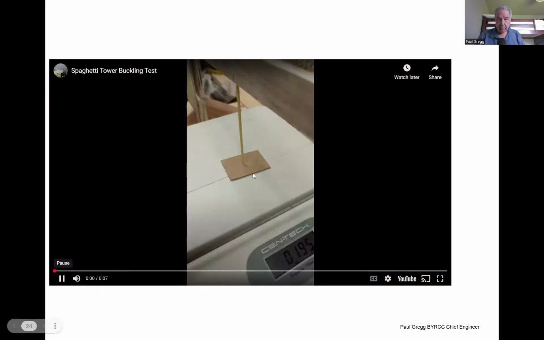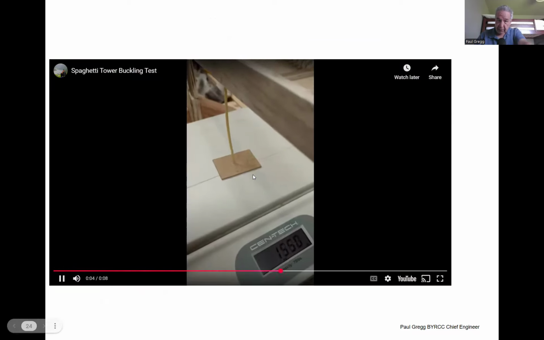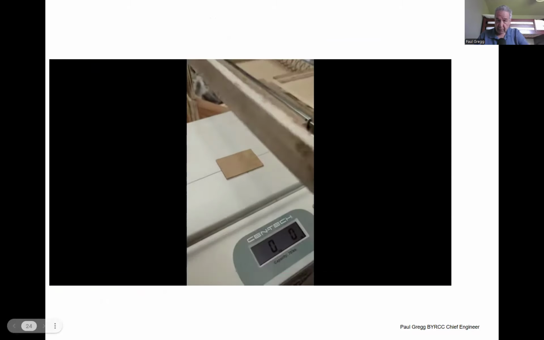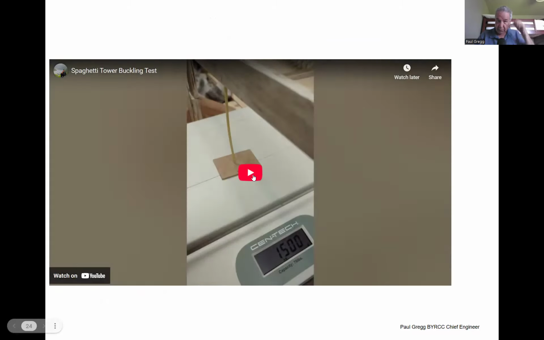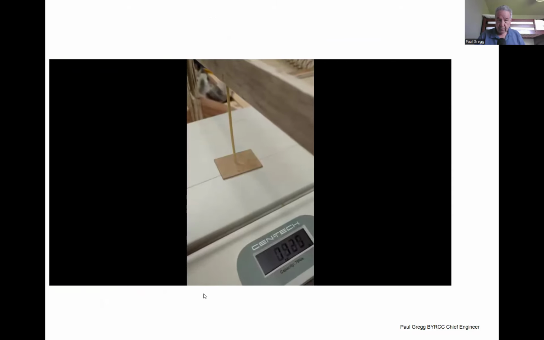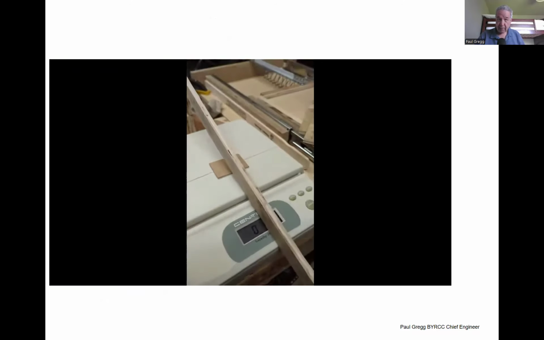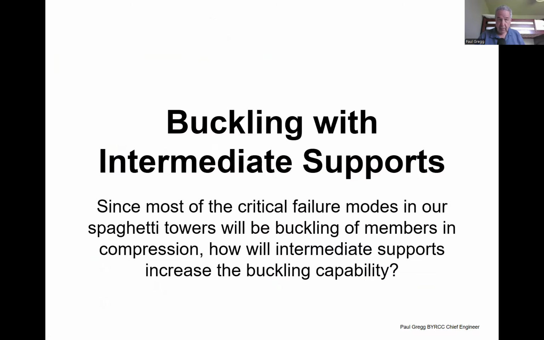Here's a video of one buckling test. You just press down and watch the numbers on the scale, and just before it buckles, it's pretty easy to see what it is. There's a little error there, but see right there, 1480, something like that, grams.